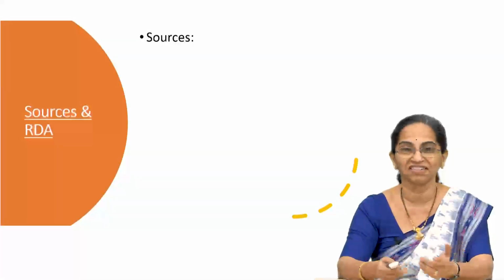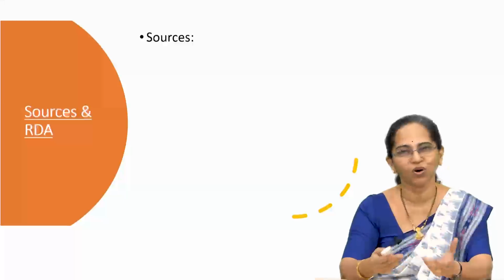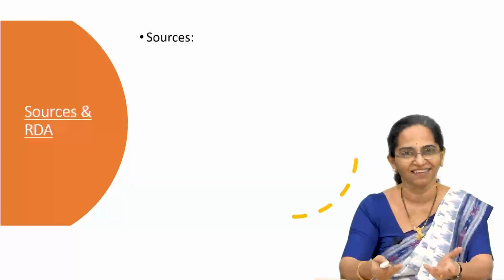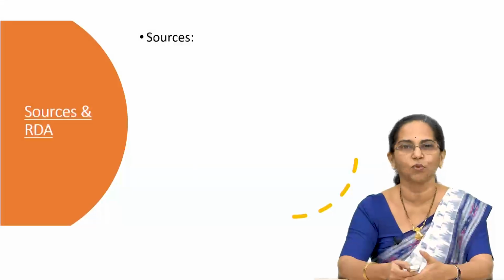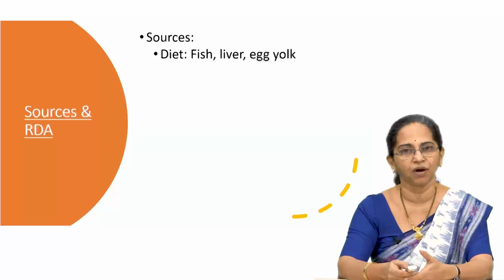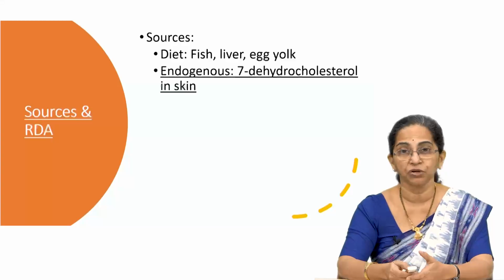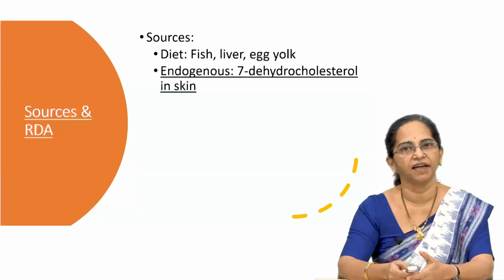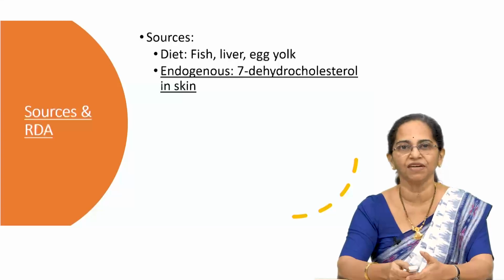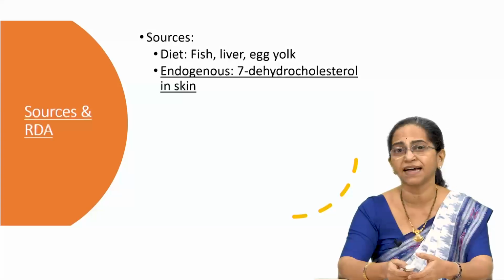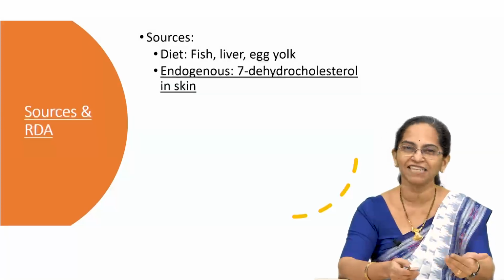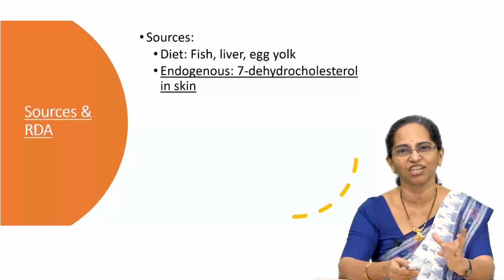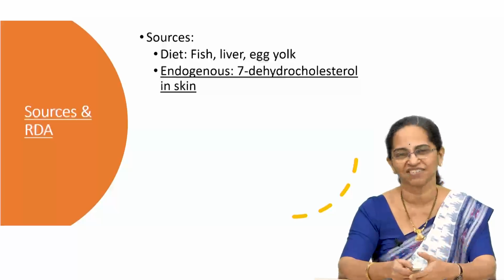So let's move on to the sources. Having said so much that it's a sunshine vitamin, by now you already have registered in your mind that it can be made by us by exposing ourselves to the sunlight. But in addition to this, what are the sources? If you are a non-vegetarian, the sources could be fish, liver, egg yolk. Endogenously, we can make it from 7-dehydrocholesterol and that should start from the skin. Why am I repeatedly saying start from the skin? Because the first step is in the skin, the next step is in the liver and the final step is in the kidneys and you get the functional calcitriol to do the actions.